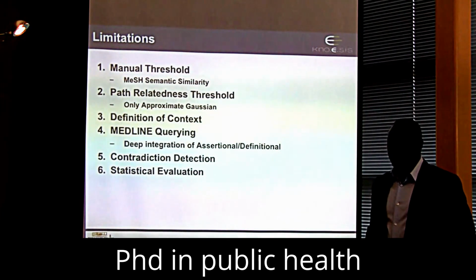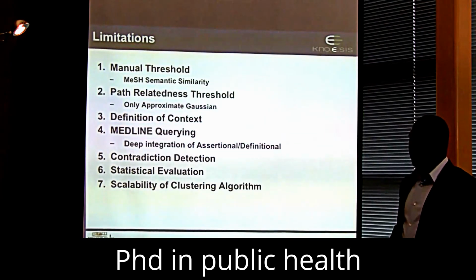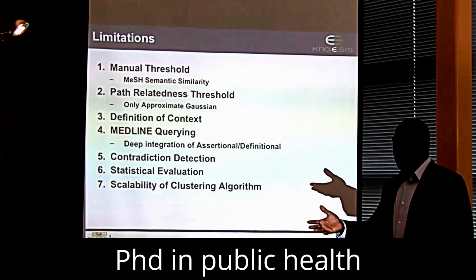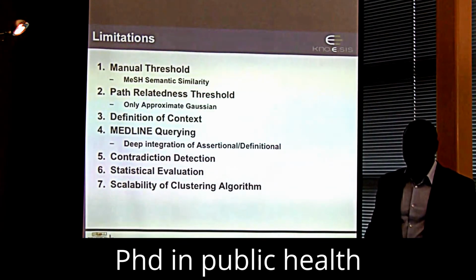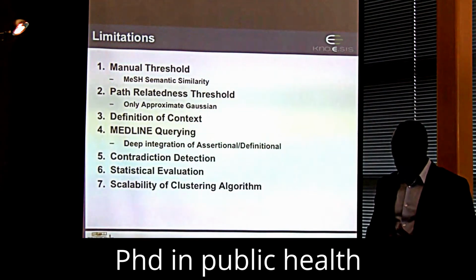A better statistical evaluation is perhaps in order than the one that we've done, and I think the most important thing is the scalability of the clustering algorithm. It runs at about 45 minutes. We just got a new machine while I'm on my way out, but it would be interesting to run this on all of the UMLS and provide this new way of indexing the biomedical literature.